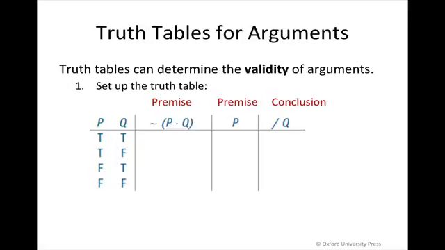Okay, so here is our argument. We have the premise, not both P and Q, the premise P, and the conclusion Q. And typically in a truth table, things are set up in this way. In other words, you get the premise or premises to the left of a slash or a double slash, and then the conclusion. You also get your referent columns to the left of the argument.